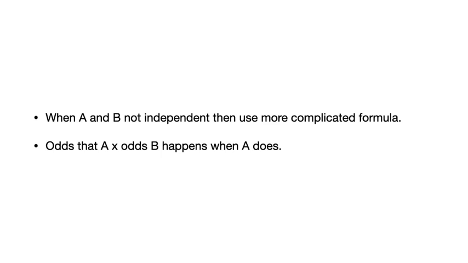Well, look, what went wrong here is A and B are not independent. Whether a tropical storm hits has a huge impact on whether or not it floods in Ghent. So you have to use a more complicated formula. When A and B are not independent, you have to use this formula: odds that A times odds that B happens when A does.